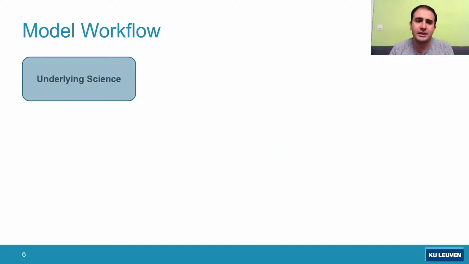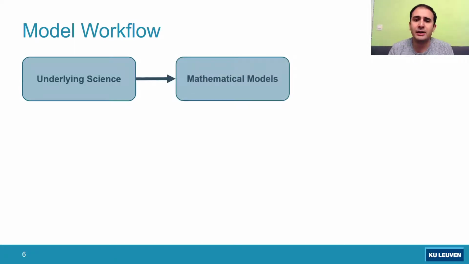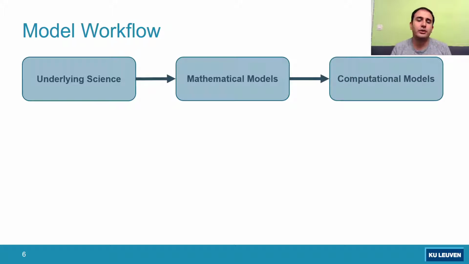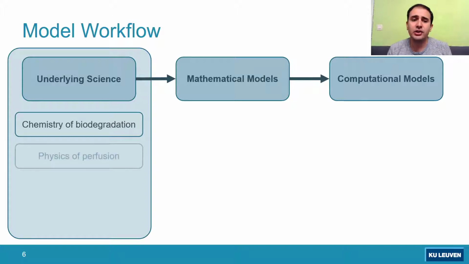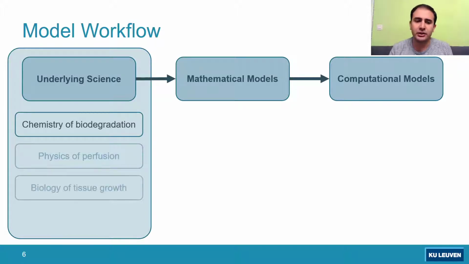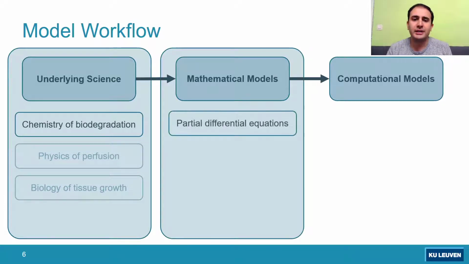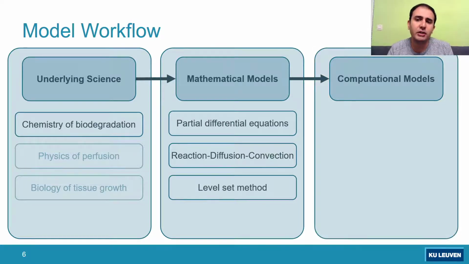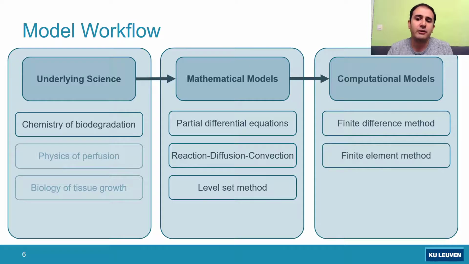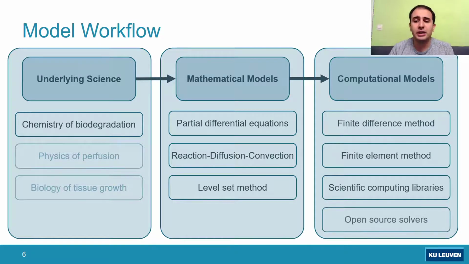The model approach is that underlying sciences are converted to mathematical models, and mathematical models are converted to computational models. The underlying sciences in this project are the chemistry of biodegradation, physics of perfusion for perfusion bioreactors, and biology of tissue growth. At this moment, only the chemistry of biodegradation is implemented. Mathematical models are a set of partial differential equations, mainly reaction, diffusion, convection, and also the level set method, level set PDE, to track the moving interface of biodegradation. Computational models are mainly finite difference method, finite element method, scientific computing libraries, and open source solvers.